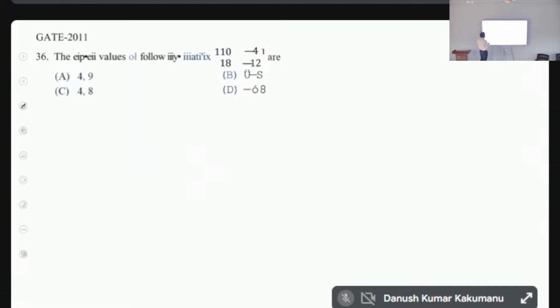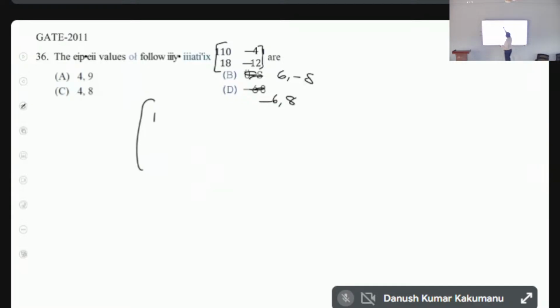Coming to the next, the eigenvalues of the matrix 10, minus 4, 18, minus 12. Tell me what the answer is. Easy question. What are the eigenvalues? You can guess the answer easily.